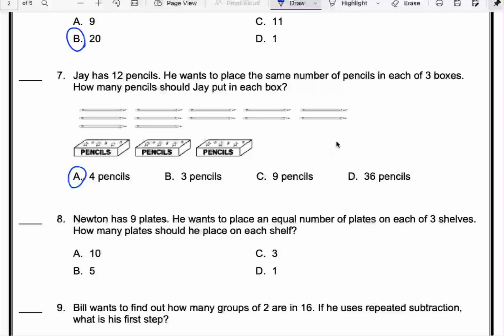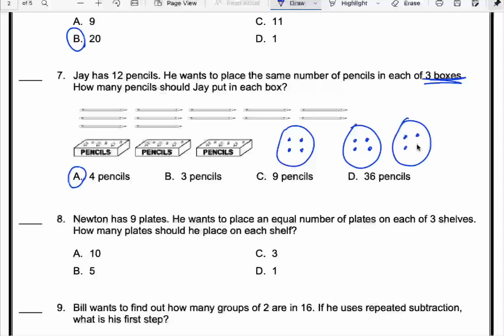And of course, my heroes, we can do this in another way using 3 groups since we have 3 boxes. And we start putting pencils or counters in groups. So we can do 3 circles and start counting up to 12. 1, 2, 3, 4, 5, 6, 7, 8, 9, 10, 11, 12. So we have 4 in each group. The size of each group is 4. Okay, my heroes, any problems?